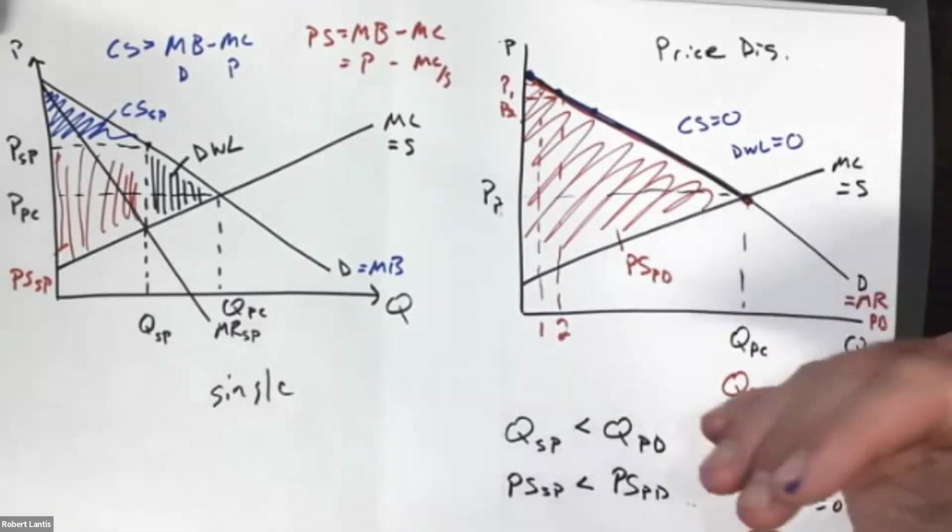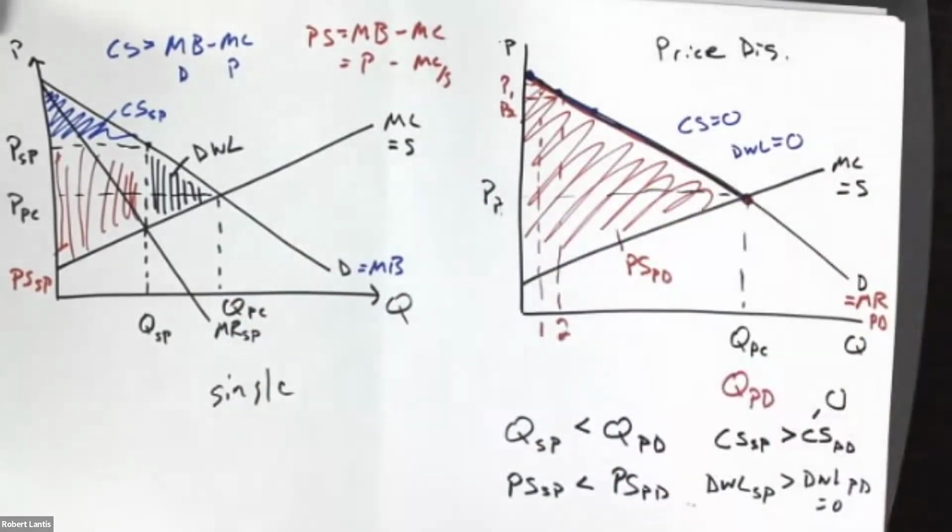Okay? And it doesn't just have to be a constant marginal cost. The same things that we talked about at the end of last class would apply if we had increasing marginal costs as well. Okay.